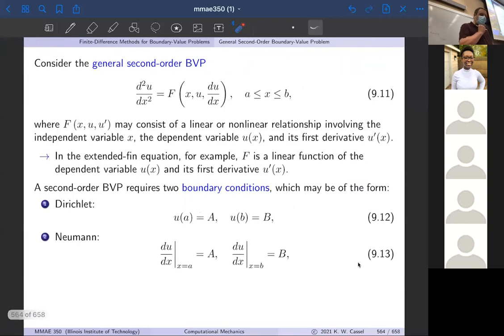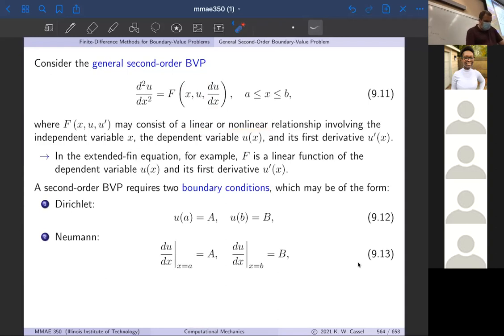So a general second order boundary value problem will have second order derivatives and then some function F of the independent variable x, the dependent variable u, and its first derivative. All right. F could be linear, it could be nonlinear. In our case, for the fin problem, it was linear, but it could be linear or nonlinear.